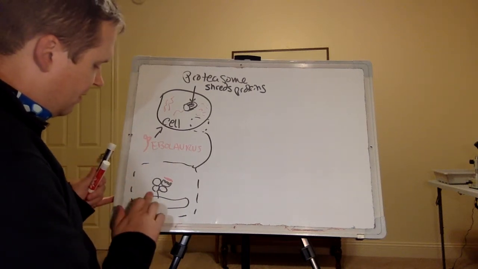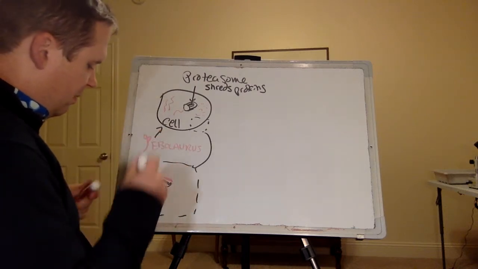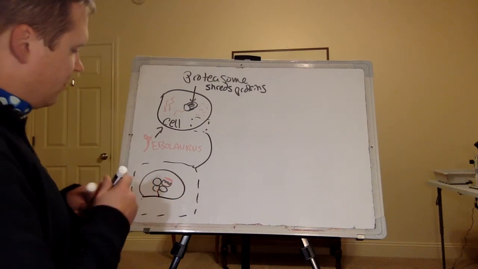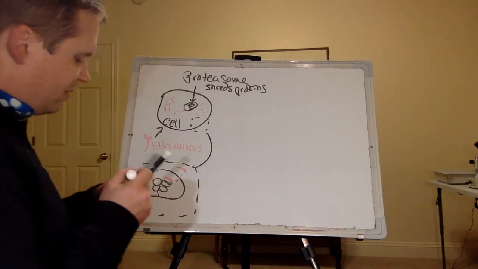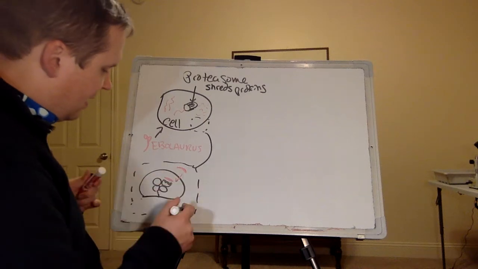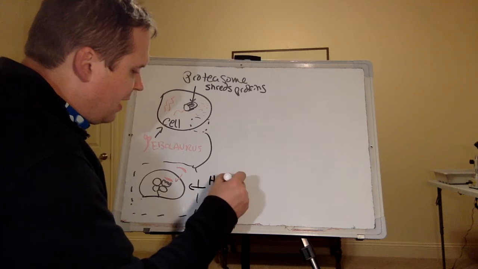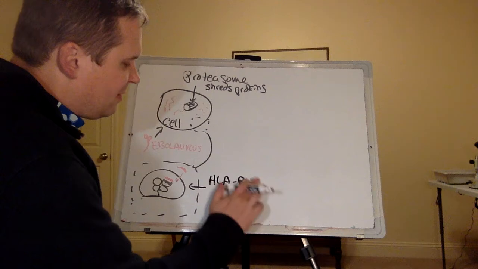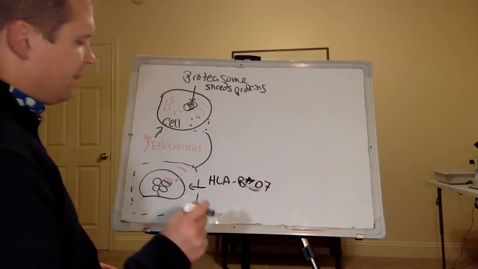Actually, that's going to be on the inside of a vesicle, so we better draw that the right way around. There we go. So in a little vesicle in the cell, we're going to transport these little peptides in, and there's a special enzyme that transports them in. You can learn all about it in immunology class. And then we're going to load it up. And so this thing here is the HLA B07, and we actually write that as B star 07. There we go.